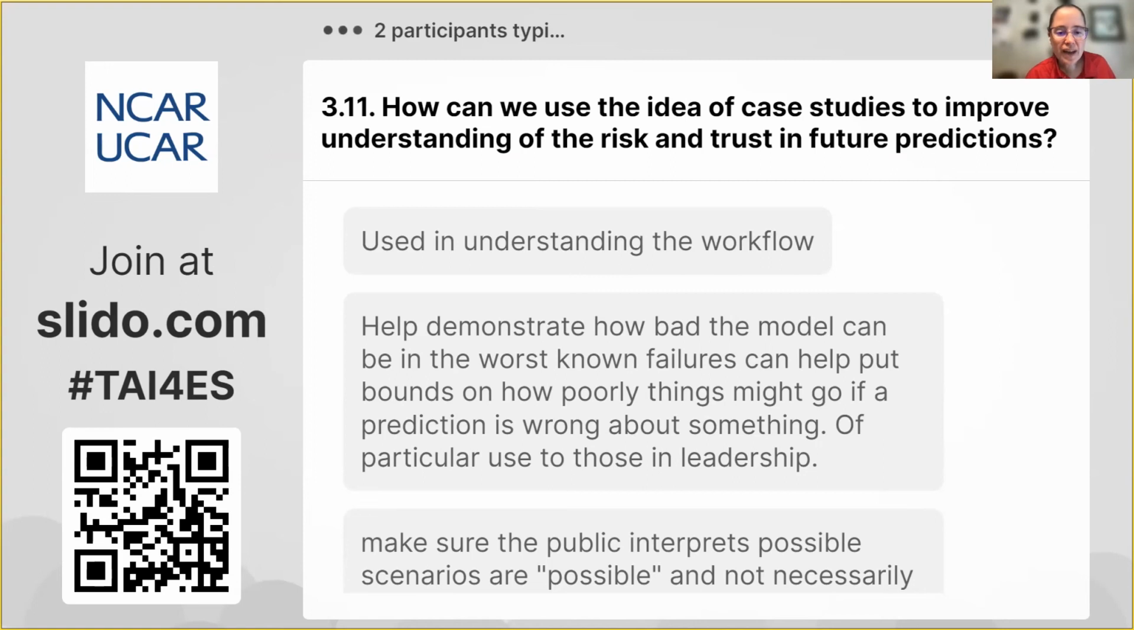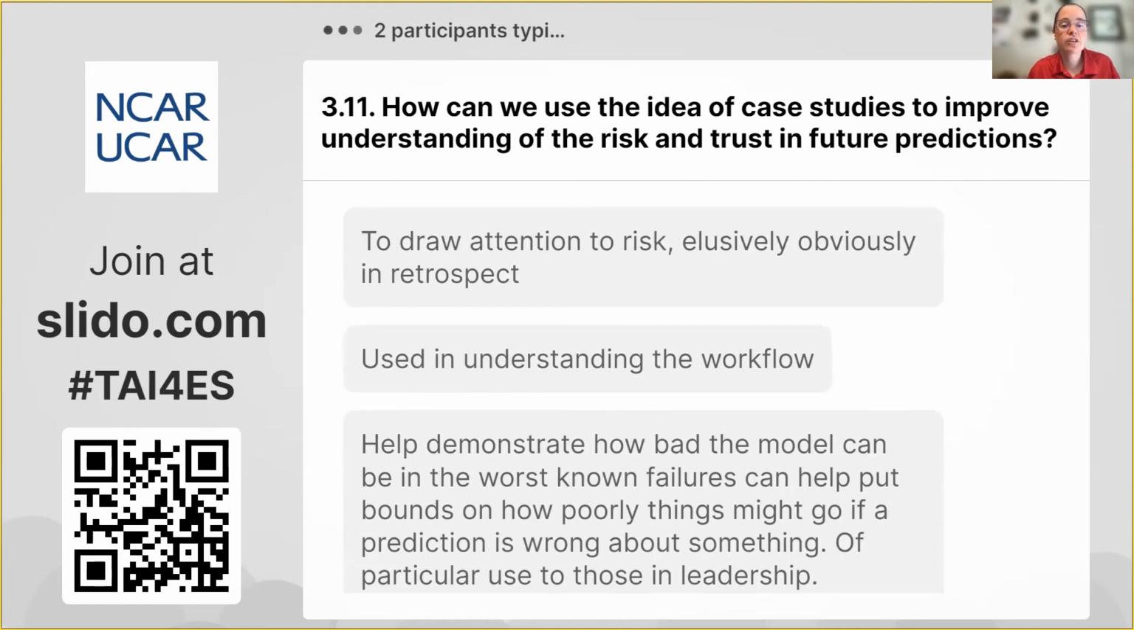Let's see, help demonstrate how bad the model could be in the worst known failures and help put a bound on how poorly things might go if the prediction is wrong. That's a good one. Yes, and of particular use to those in leadership. So you could say, this is what it could look like, and this is how good it could be. And I like the drawing attention to the risk.